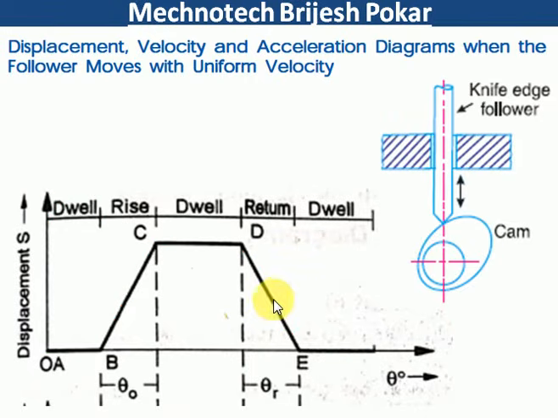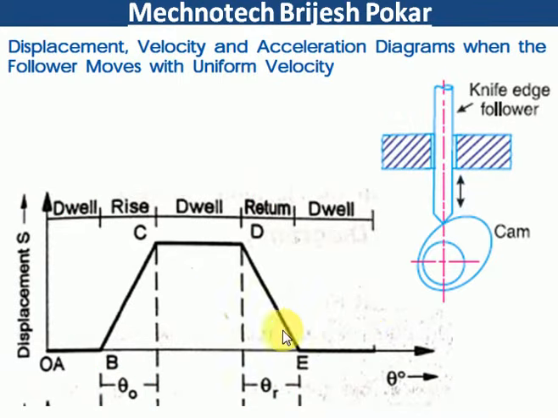Based on that, the diagram is given. This is a displacement diagram, and this is the angle theta 0 at which the follower has a rise period, and this is the angle at which the follower has a return period, and this is the angle at which the follower has a dwell period. It is already given in the example when we are going to solve the example.